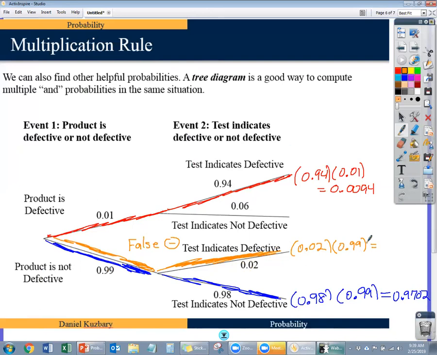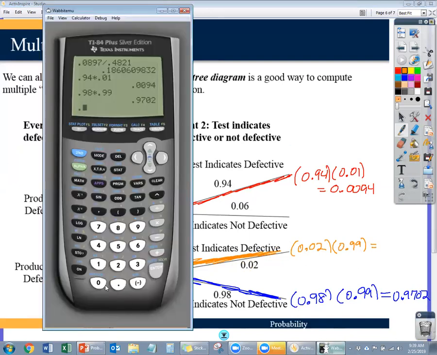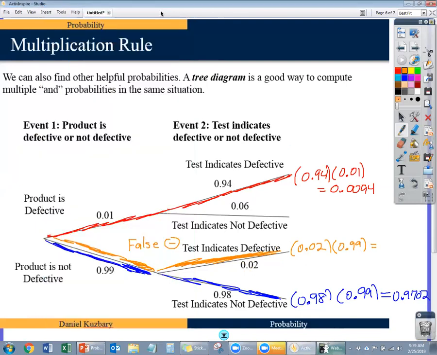So let me find that real quick. And you can find the last one on your own. So this is going to be 0.02 times 0.99, which is 0.0198. So this is the chance that I get a false negative on my test. So if you've got a few options for tests and you're trying to judge whether or not your test is a good test, one number you might be interested in is how many false negatives am I going to get? Like how many good products am I going to throw out because the test says it's defective, but it's not defective. And so this is under 2%, which may be acceptable. Maybe it just depends on what you're doing.